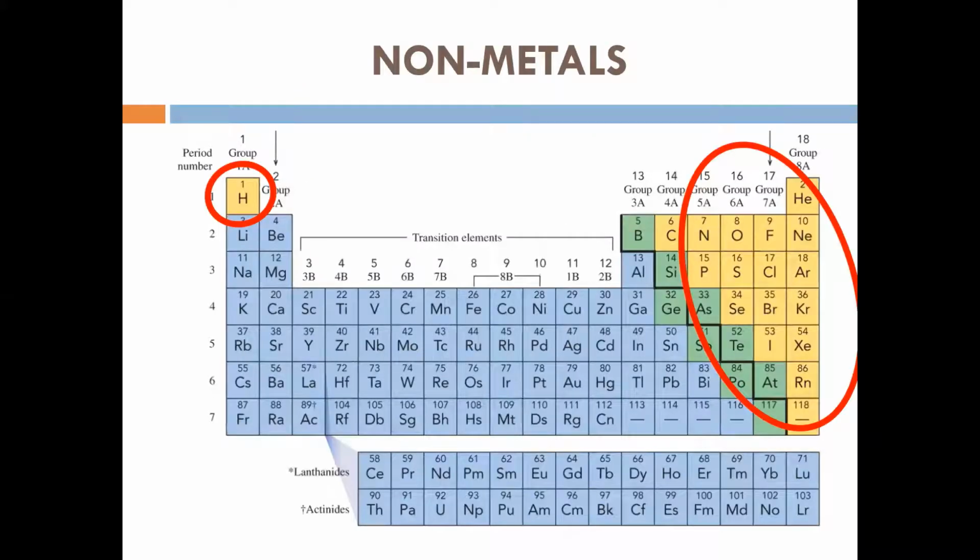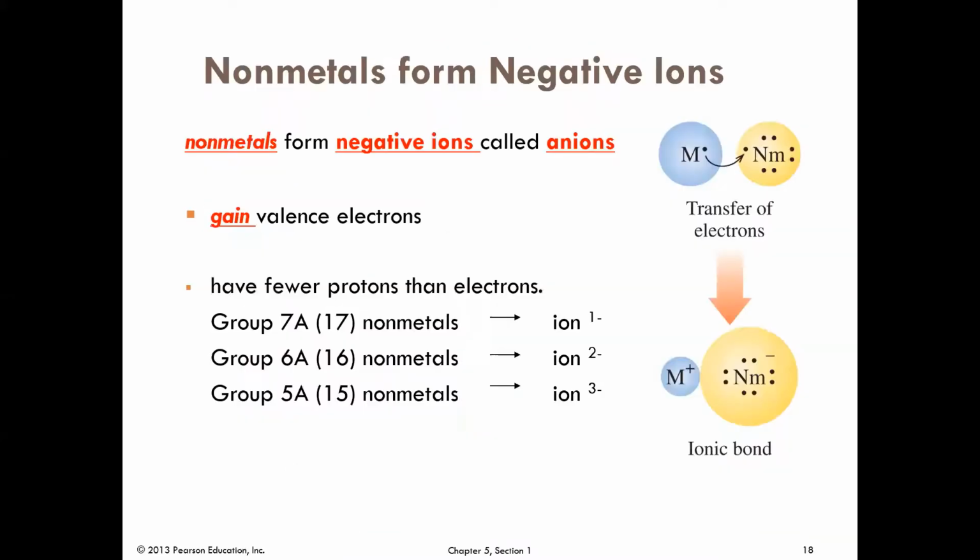So now let's focus on nonmetals. Nonmetals, like I said earlier, are going to form what we call anions. So these are negative ions. They're known as anions, and they gain valence electrons. So anything in group 7, remember our whole goal is to get to 8. It has to become complete with 8. So anything in group 7 is going to gain 1.